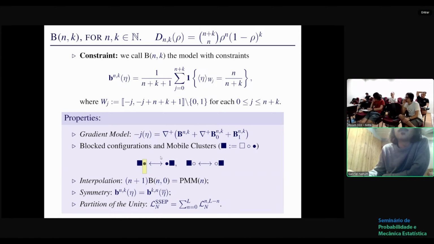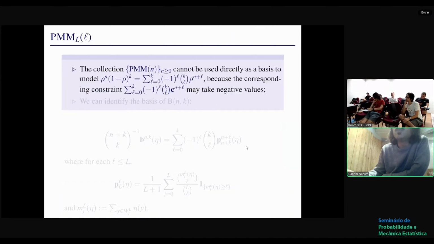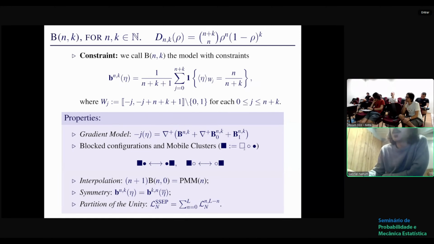So we can have this transition here, can move this cluster in this site, and the same with the empty sites. Now the mobile clusters for this model here are composed by this thing. So this white square is just a window with exactly n particles. This white dot is an empty site, and this is a particle. Now this whole cluster we can have these transitions here with particles and holes.